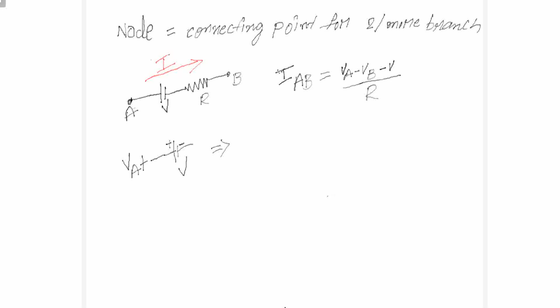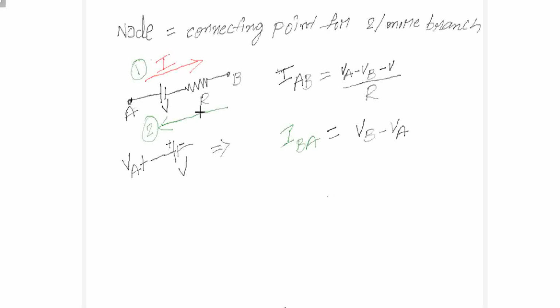And let us consider one more case. The second case is, if I have current direction, this is your first case. If I have current direction in this from B to A, then IBA becomes IBA equal to, so in the absence of this V, here we can write VB minus VA, because higher potential to lower potential.